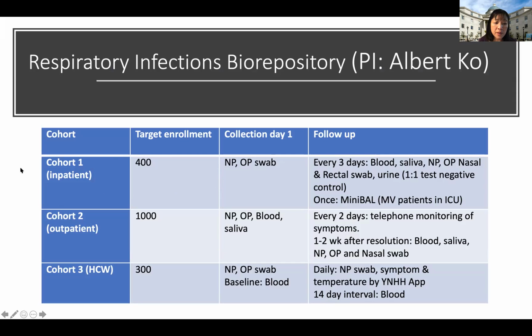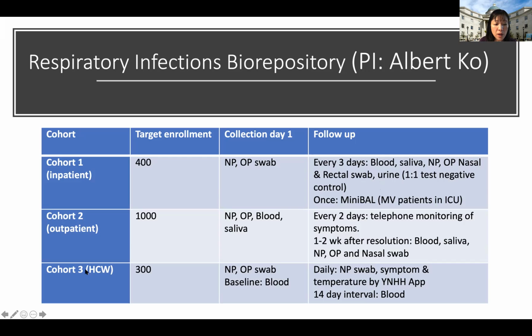And in the first cohort, we recruit patients that come through Yale New Haven Hospital. And this is the inpatient cohort from whom we can collect a variety of specimens, including blood, saliva, nasopharyngeal, oropharyngeal, as well as feces, urine, and other specimens in a serial manner, so that we can study the changes that occur in these compartments over time.